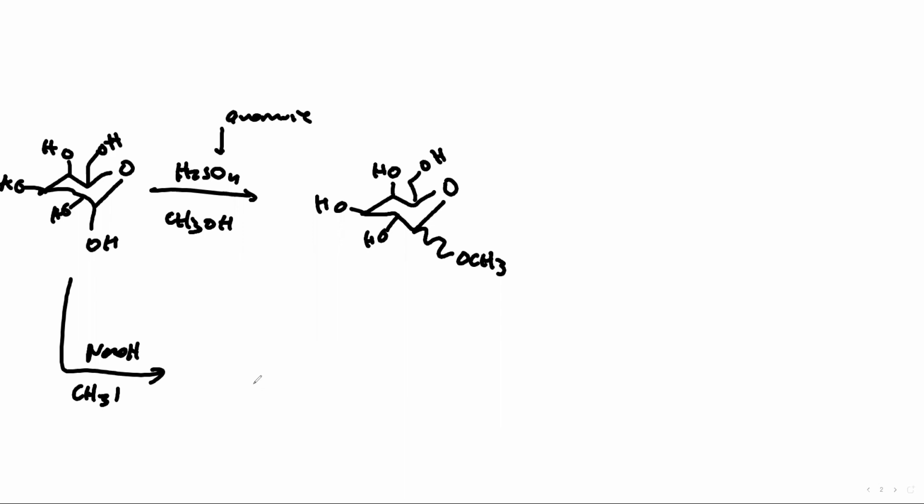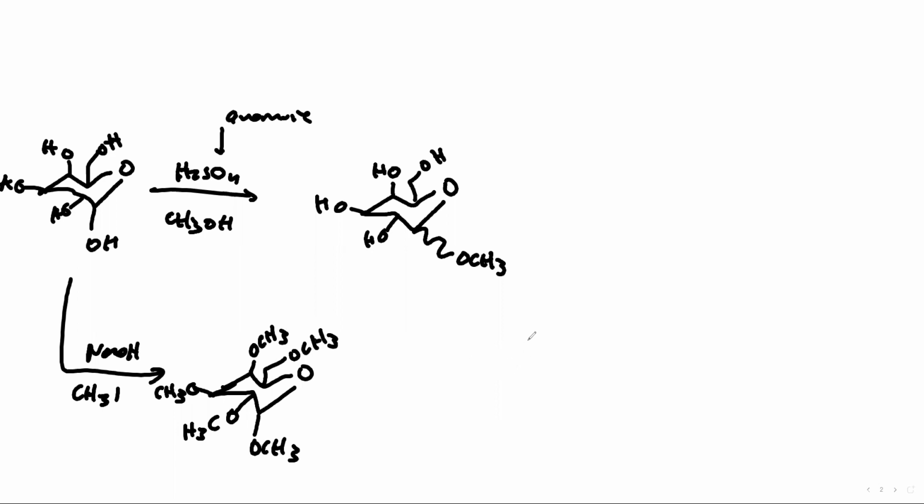First thing we observe as opposite is that instead of having only the anomeric position react, we have every single alcohol react. So NaOH will deprotonate every single position. Okay. And every single position then will be methylated. So we get a completely methylated glycoside.